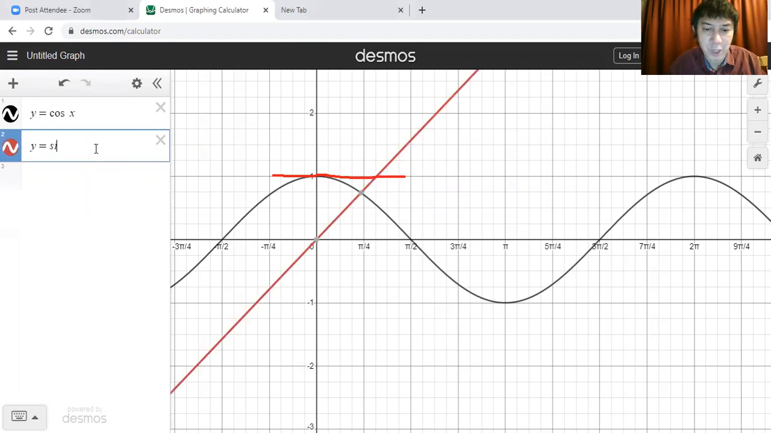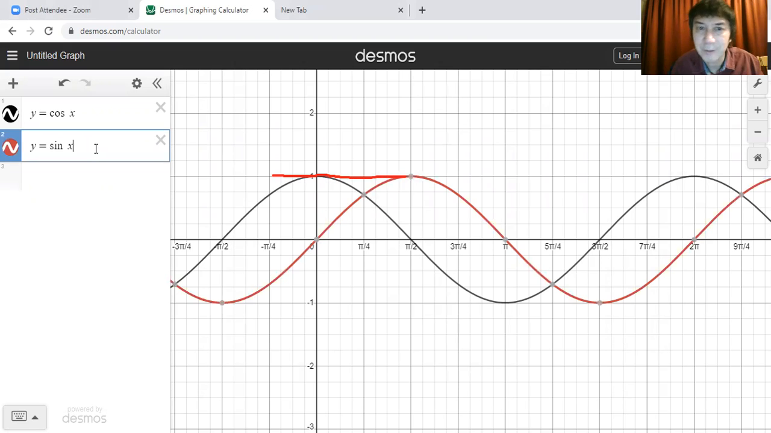Y is equal to sine of x there. So with a 0 value, the sine is at 0 there. It's in this level. So that is the difference. Cosine starts from the maximum. All right, so that's basically the only difference.